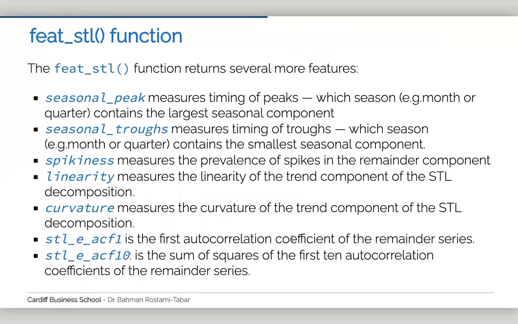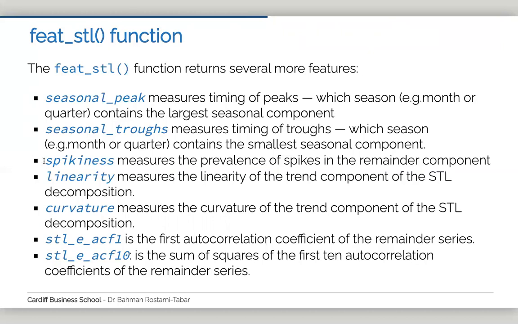We can extract many other features, including peak and trough. The seasonal peak measures the timing of peaks. Depending on the granularity of your data, you may have monthly, quarterly, or daily time series, but it tells you which season contains the largest seasonal component. And seasonal trough measures the timing of troughs, so it tells you which season contains the smallest seasonal component.